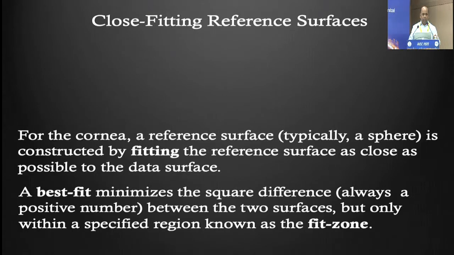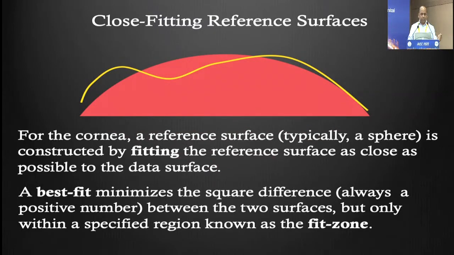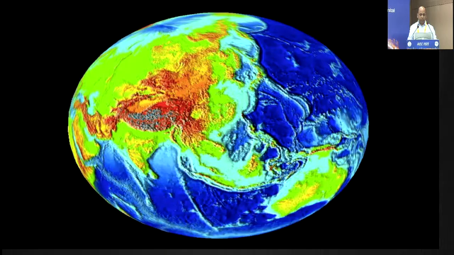It is very important to understand the best fit sphere. For the cornea reference surface, typically a sphere is constructed by fitting the reference surface as close as possible to the data surface, and a best fit minimizes the square difference, always a positive number, between the two surfaces, but only within the spherical region that is known as the best fit zone. So all the topography is based on this best fit zone.